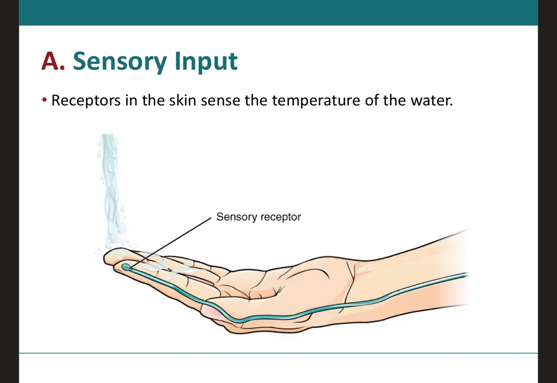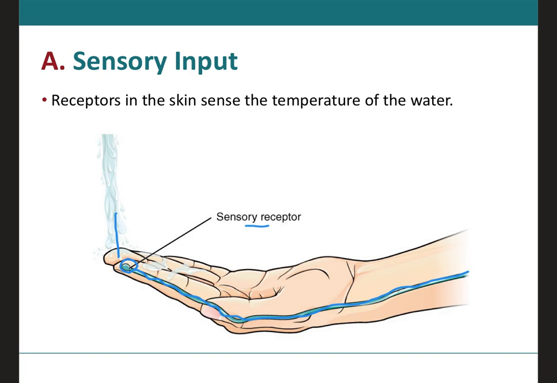So in this image, we can see the sensory input, where in this example, the skin is sensing the temperature of the water. We will have a sensory receptor that's going to be located at the tip of the finger over here where the water is hitting. And this information, if it's strong enough, will travel through this route over here, which we will see later on. It's going to be the dendrite of this neuron.